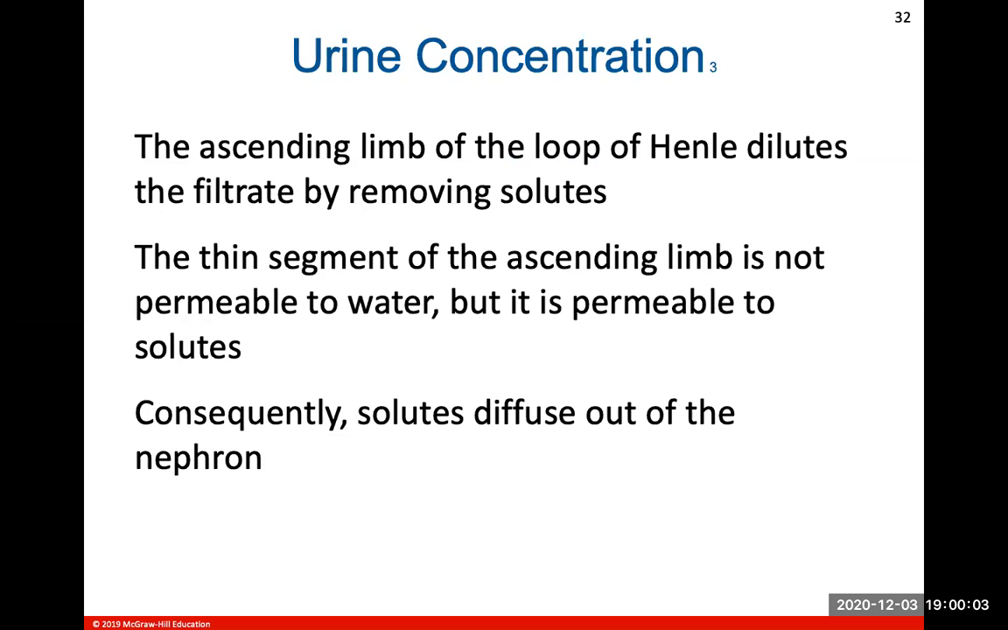The ascending loop of Henle dilutes the filtrate by removing solutes. The thin segment of the ascending limb is not permeable to water, but it is permeable to solutes, and consequently solutes will diffuse out of the nephron.